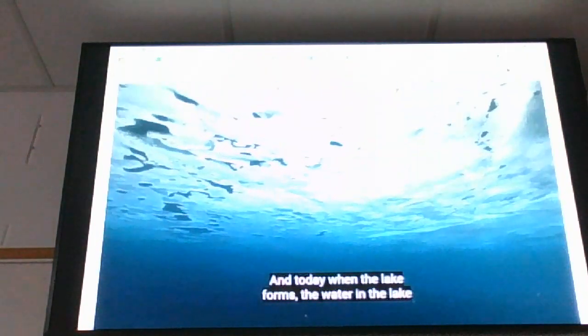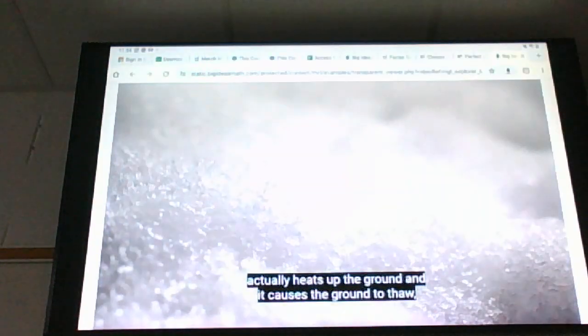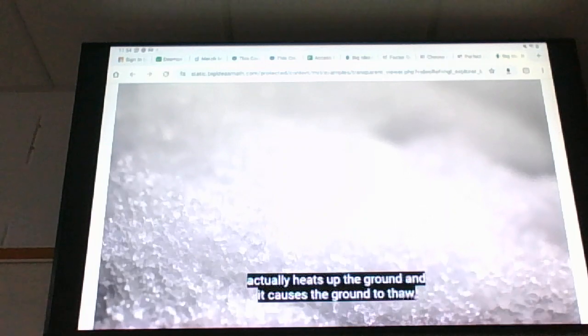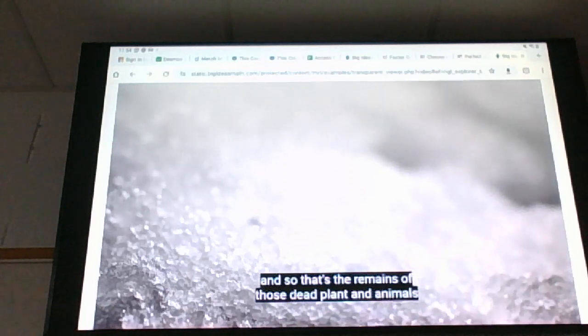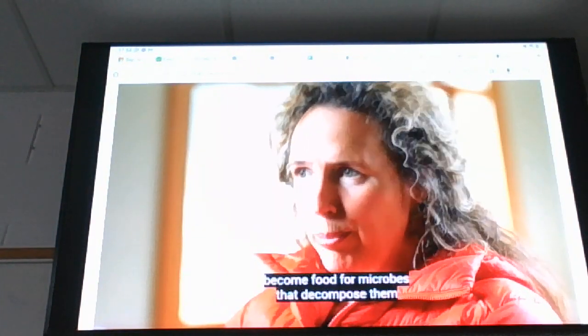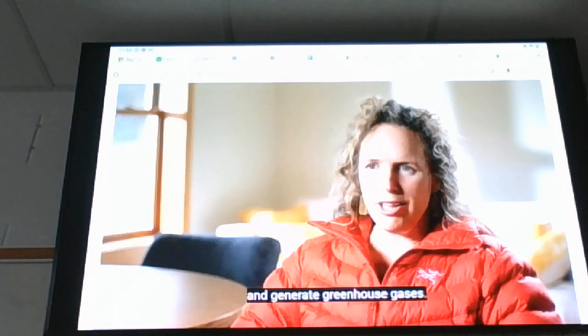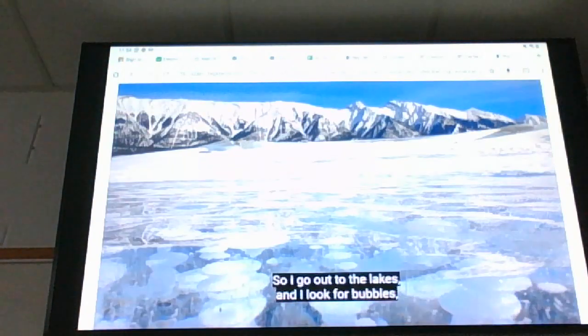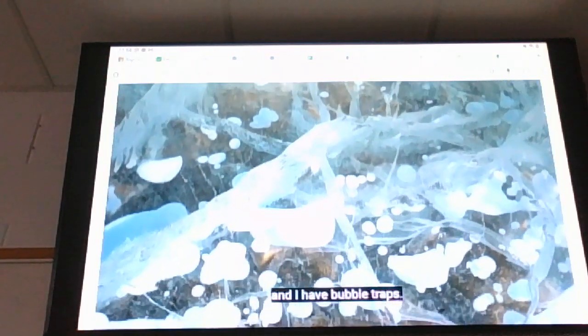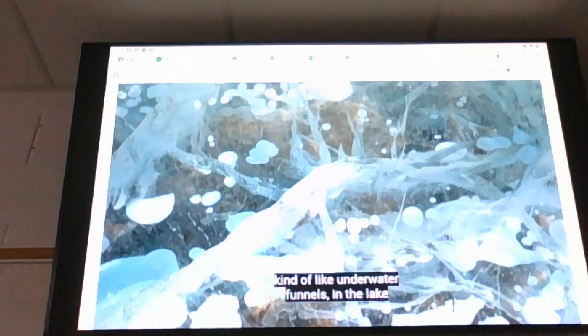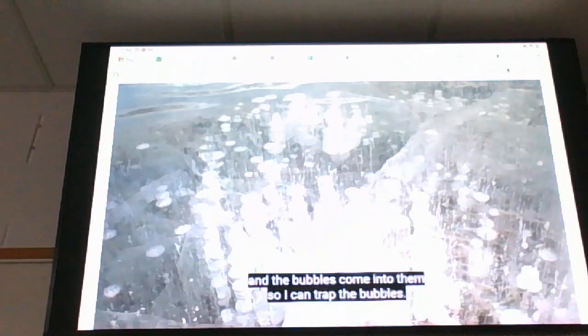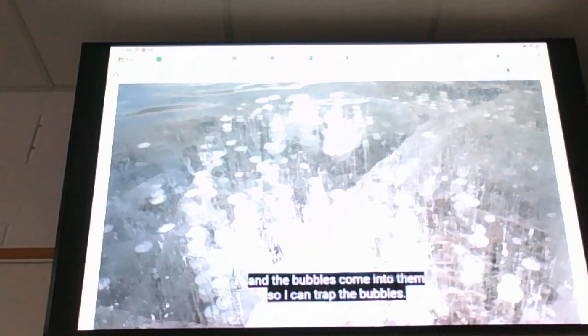Today, when a lake forms, the water in the lake heats up the ground and causes the ground to thaw. The remains of those dead plants and animals become food for microbes, which decompose them and generate greenhouse gases. So I go out to the lakes and look for bubbles, and I have bubble traps, kind of like underwater funnels, that I put in the lake. The bubbles come into them so I can trap the bubbles.